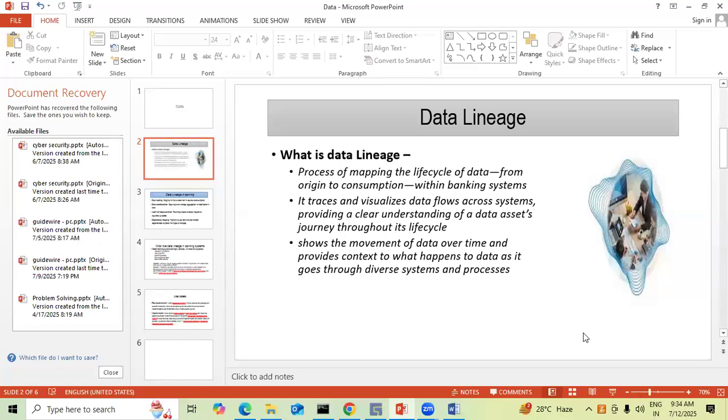It can be customer data, or data relating to the loans of the customers. Everything can be managed, so data lineage is of high importance.